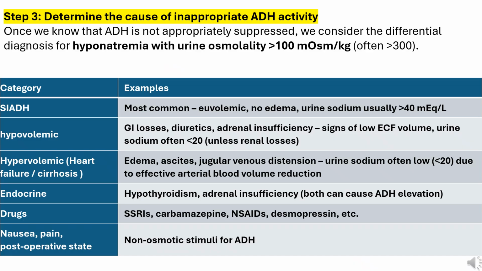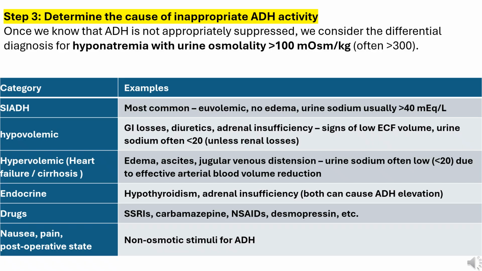Step 3. Determine the cause of inappropriate ADH activity. Once we know that ADH is not appropriately suppressed, we consider the differential diagnosis for hyponatremia with urine osmolality greater than 100 mOsm/kg, often greater than 300. Common categories and examples: SIAD, syndrome of inappropriate antidiuretic hormone.